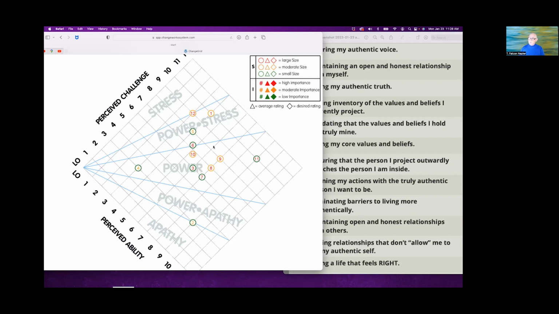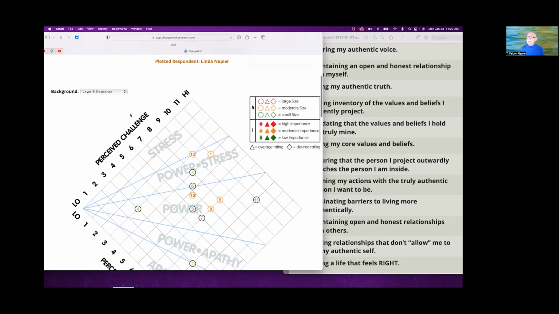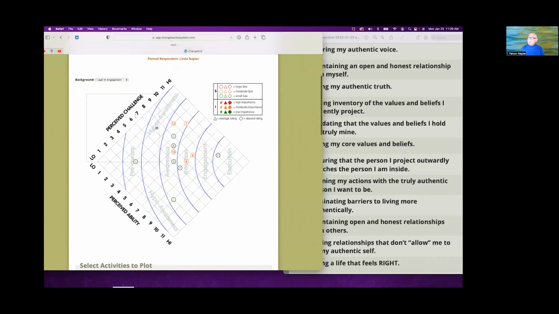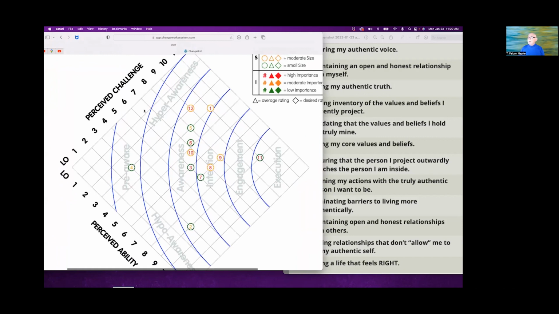And so this is where you really are employing your mind more effectively. And in fact, I don't want to throw too much confusion into all this, but I want to just briefly change the background image so I can say something else about yours. I'd like to go to the engagement rings. And the layer of the change grid that divides it into these blue semicircles, this is the level of engagement you have about doing it.